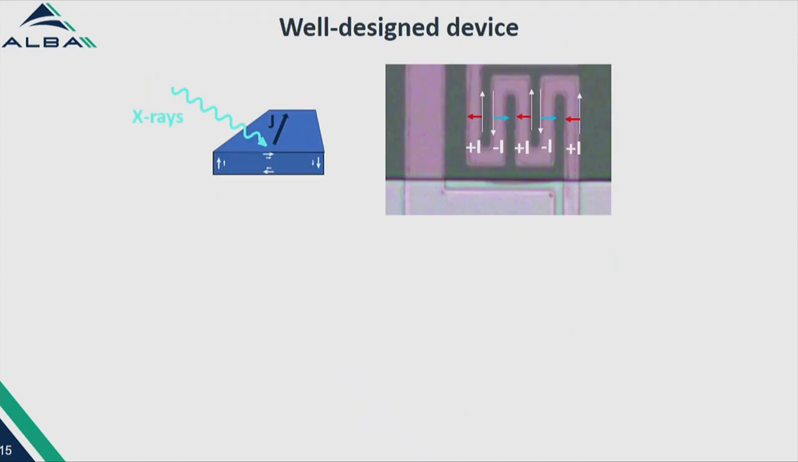So we can design a device that has current flowing in different directions in the same field of view of the microscope, so we can see the contrast. We can see regions where the spin accumulation should be opposite, and then we can orient it so that the sensitivity, due to the X-ray incidence, to the expected spin direction is maximal. This we can do.